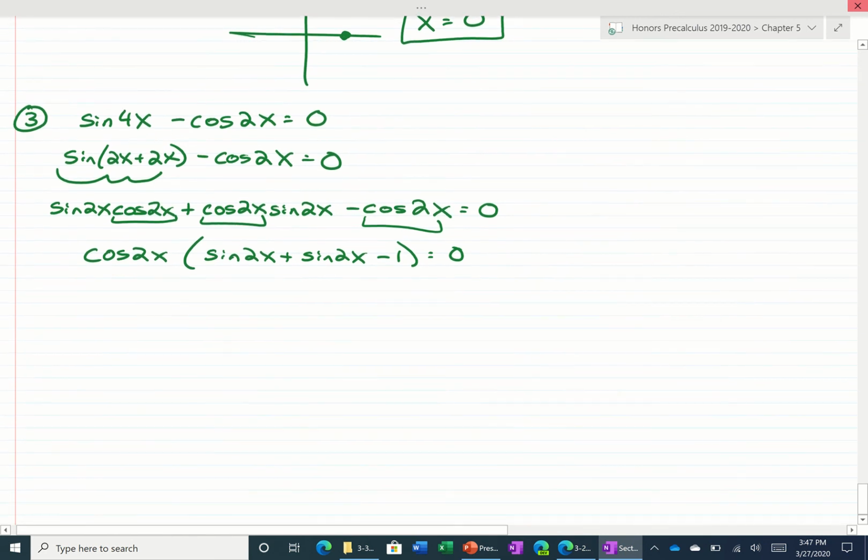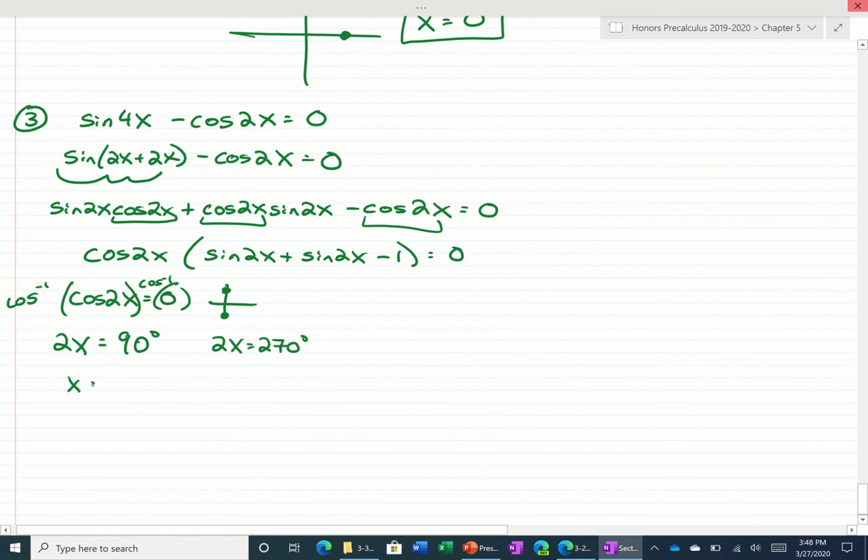All right, well, when is cosine of 2x equal to 0? Well, if we take the inverse cosine of both sides, we get 2x is equal to, what angle gives you a cosine of 0? Cosine of 0 we would get right here at 90 degrees and right here at 270 degrees. So x would be 45 if we divide both sides by 2, and x would be 135. That's not a big deal.